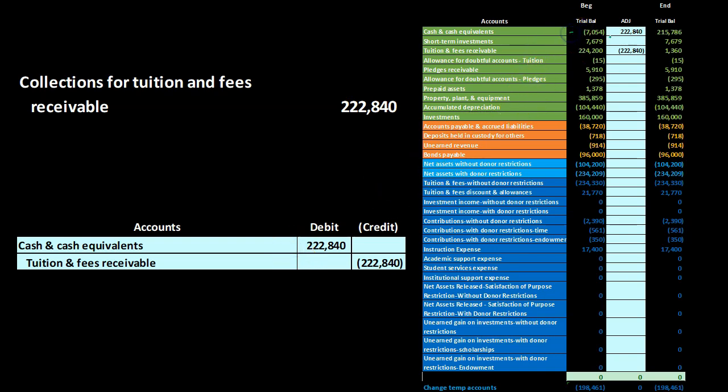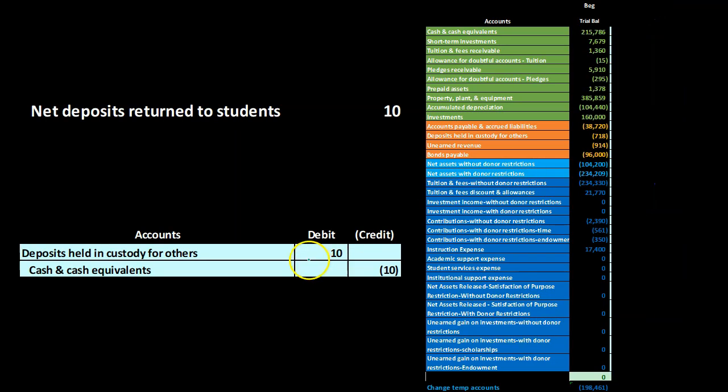There was a credit balance. We are now debiting it. And so now we're back in the debit side of things, which is nice. Then we're going to credit the tuition and fees receivable. This is how much was in there prior to this. We're now going to be crediting the 222,840, bringing us down to the 1,360. Now we're going to say that there's a net deposit returned to students.